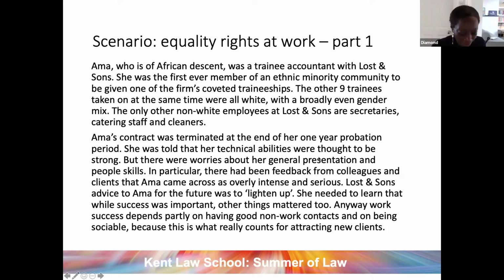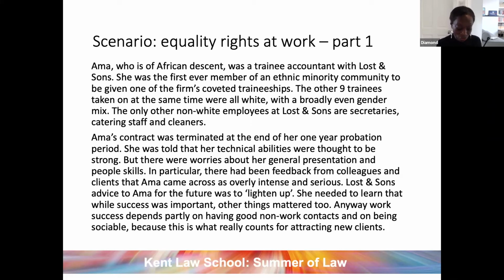Okay, so this is drawn from a scenario, we sometimes refer to them as problem questions, I've used in teaching in employment law, labour law course when we come to the week where we're looking at equality in the workplace. As you can see here, the facts set out the main protagonist, Amma, of African descent. Amma is actually a Ghanaian name.